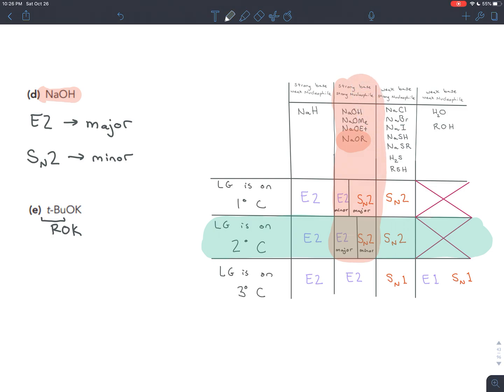And so we'll get 2 products. We'll get an E2 product. That's our major product. And we'll have an SN2 product. And that would be our minor product.